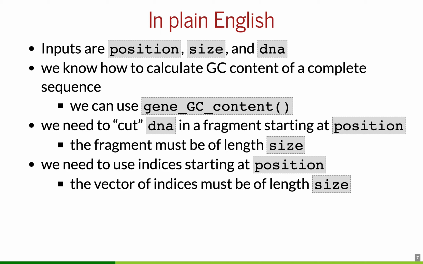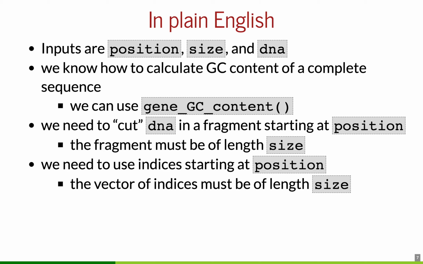We know how to calculate the GC content of a complete sequence. We have a function that we call GC content. We don't need to make it again. We only need to cut DNA into a fragment starting at position and with the length of size. And for doing this, we will need indices. If you remember from the previous course, to look inside a vector, and DNA is a vector of characters, we need a set of indices starting at the position and with the corresponding size.